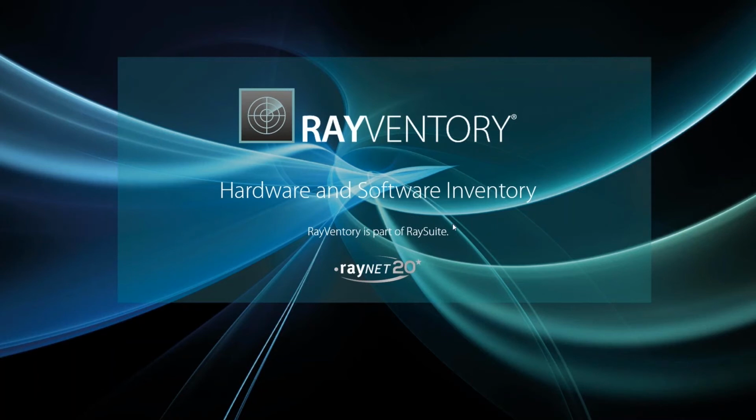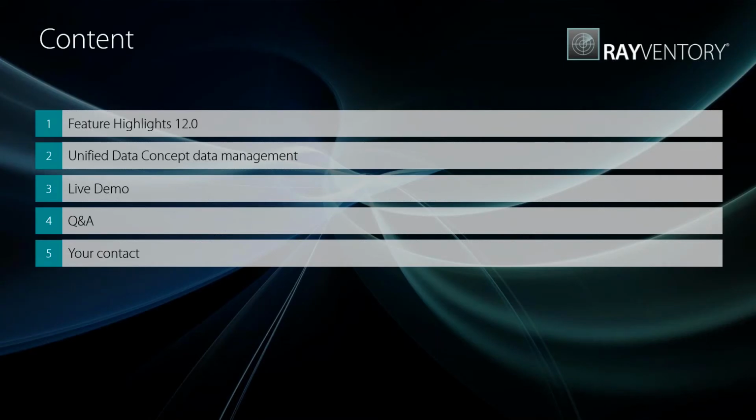So the content for today is, first, I would like to give you an overview of all new features and components, and we go a step deeper in the unified data concept and show you all the new features and functions of the RayVentory Data Hub, RayVentory Scan Engine, and also the RayVentory Catalog. And then we will switch automatically into the live demo. At the end, we will start a Q&A session and we'll answer all your questions then.